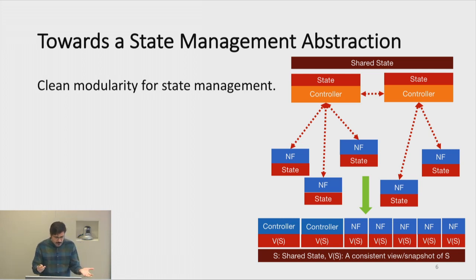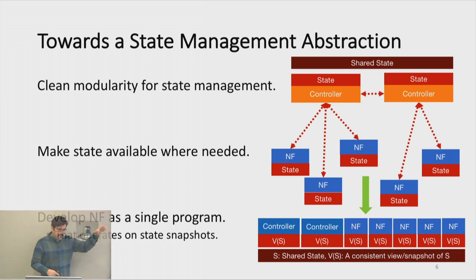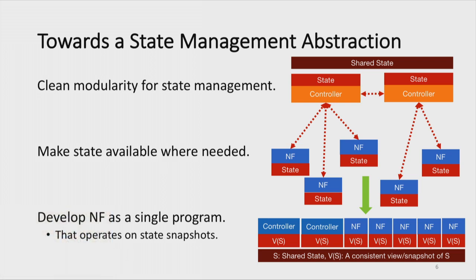So this clean modularity for state management, what I mean by that is making state available where needed in the form of snapshots and developing NFs with decoupled state and compute. By decoupling state and compute, I don't mean place them at different places, but logically think of state as something available on the box that is doing packet processing, working on a snapshot of the state, and develop it as a single program and not worry about the picture on top, that NFs are in different cores, different boxes, they have this much latency to each other and so on. So the view on the bottom is where we want to go to, where each and every box has this snapshot of all the state it needs to operate on.